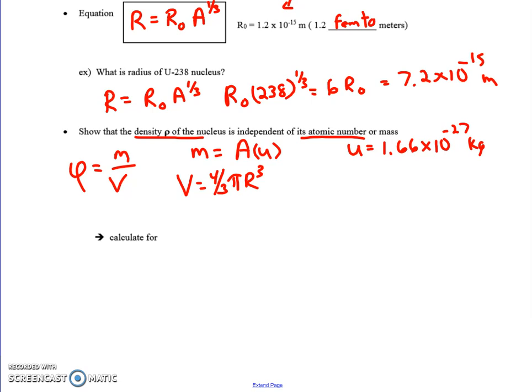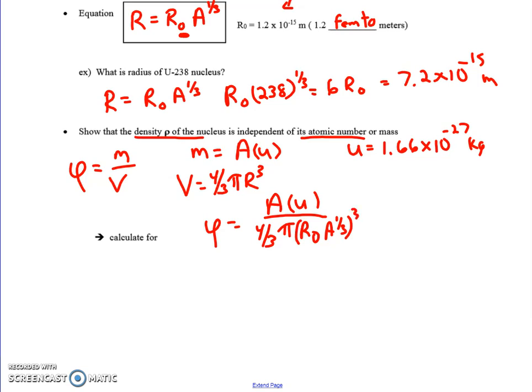Okay, so let's put it together. And I'm going to spill over into the space here. So our density is going to be equal to the mass, A times u, all over 4/3 pi. Now we need the nuclear radius. Well, how do we calculate the nuclear radius based on the atomic mass? Well, we have this equation right here. So that's r naught A to the 1/3, and the whole thing has to be cubed.